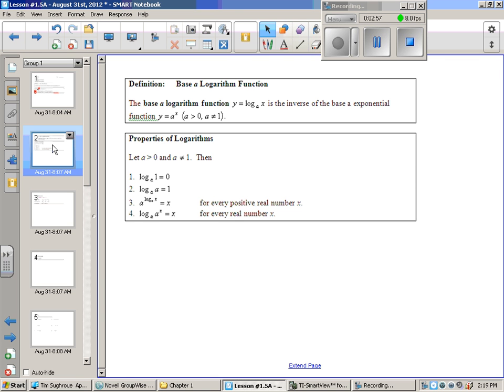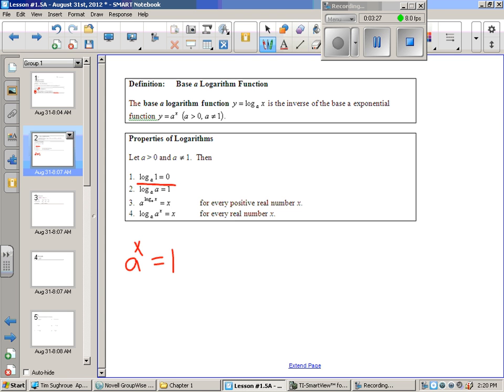Here are some properties of logarithms that you need to be aware of. Log base a of 1 equals 0. It doesn't matter what the base is. It could be a natural log of 1. Any logarithm of 1 is always 0, because logarithm means the base raised to what power has to equal 1. So we know the exponent has to be 0 in order to get 1. Therefore, the log of 1 is always 0.